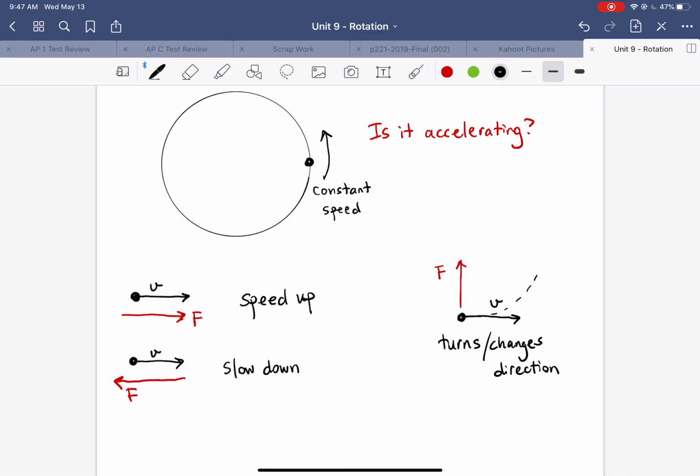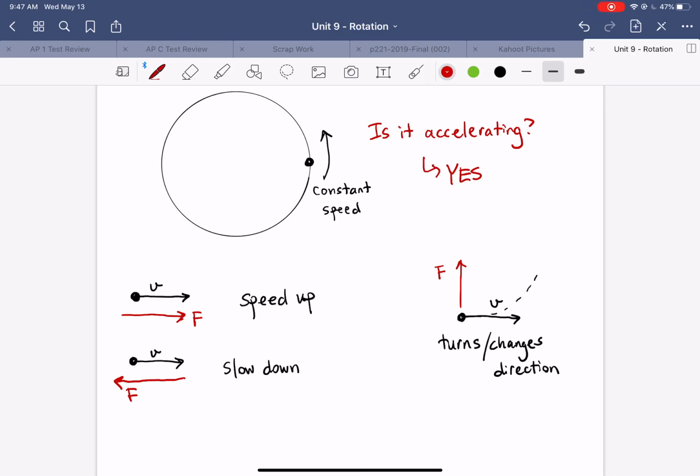So you can see a force can have more than one effect on an object. It can change its speed if it's pointing either forward or backwards relative to the direction of motion of the object, but it can also cause its direction to change. So let's go back to this original question. If an object is moving in a circle at constant speed, is it accelerating? And the answer to that question is yes.